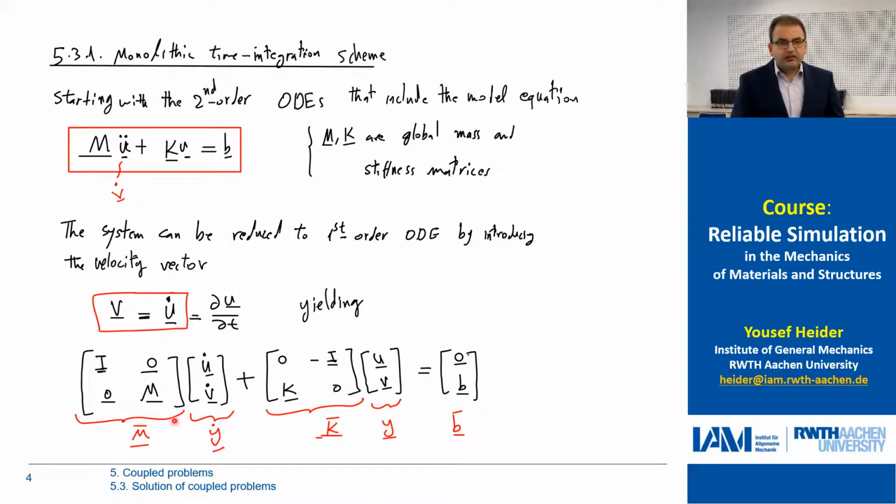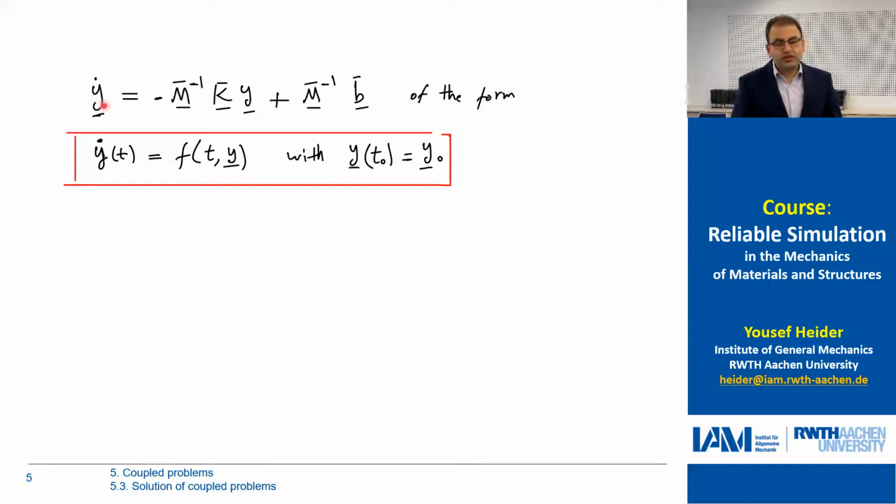Now we can rewrite this in different ways. Now we just invert the mass matrix. So we have y dot equals minus M inverse K y plus M inverse p. So it's a vector valued equation, and it has exactly the same form as we have seen before: a first order ordinary differential equation of the form y dot equals f(t, y). And we could also have some kind of initial conditions, like velocity at the beginning or displacement at the beginning.